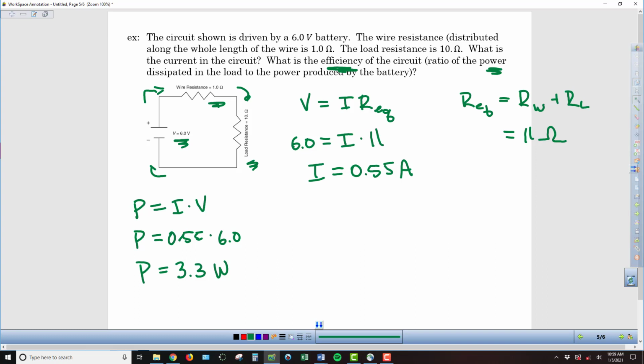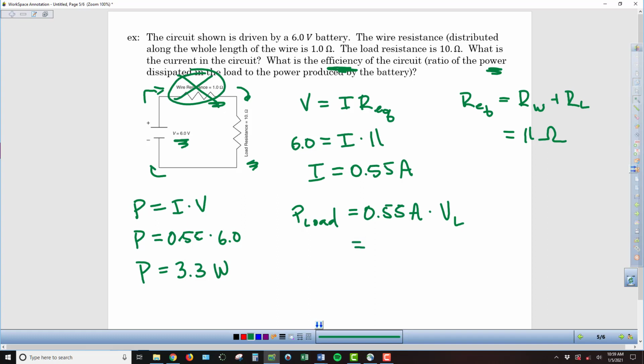So now we have to figure out what is the power that is being dissipated in the load. So not in the wire, but in just the load. So for that, we're going to have the power of the load. It's going to be equal to, again, the current times the voltage drop across that load, so the voltage across the load, which we don't know at the moment, but we can calculate that by multiplying the current times the resistance.